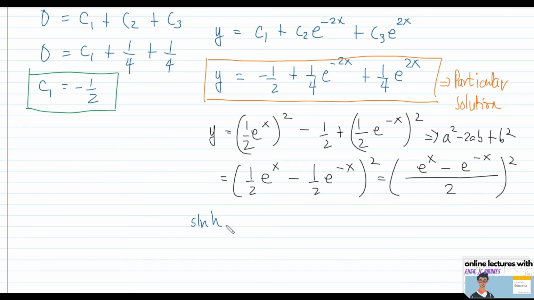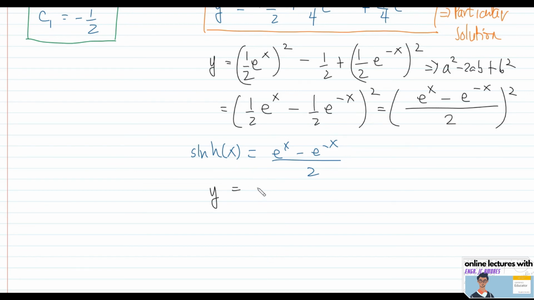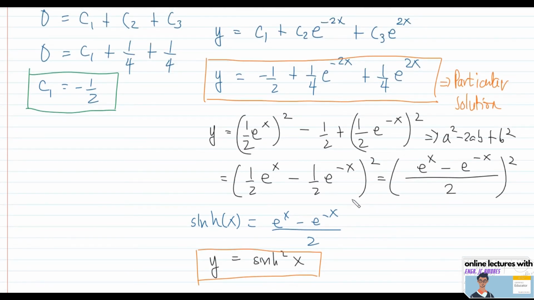Let us review. The hyperbolic sine function of x is equal to e raised to x minus e raised to negative x over 2. So my point is, the particular solution can also be written as the square of the hyperbolic sine function of x. So that would be more simple, but if you're not familiar with the hyperbolic sine function, then it's fine. I will consider those two as your particular solution.